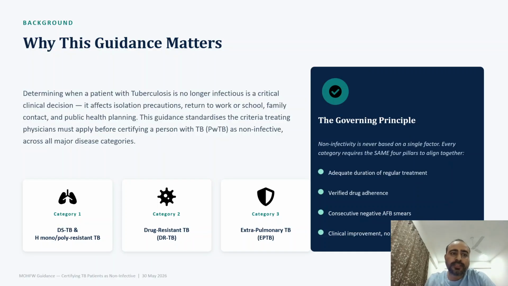So why does this guidance matter? This guidance actually matters because we have to determine whether a patient of tuberculosis is no longer infectious, especially if the patient has to return to work or go back to school. So we must remember the main four governing principles, which we'll be talking about in each of the slides that will be coming now.